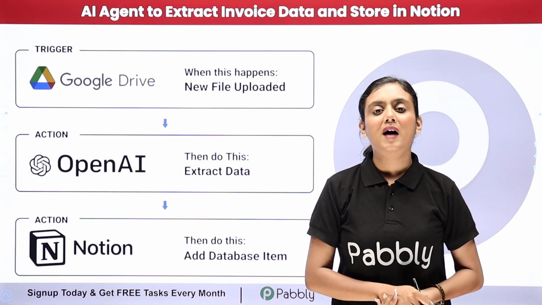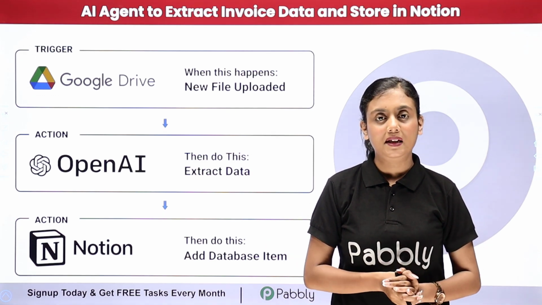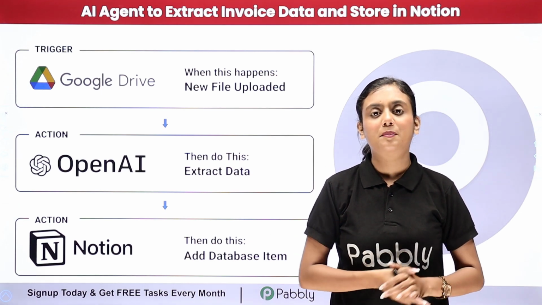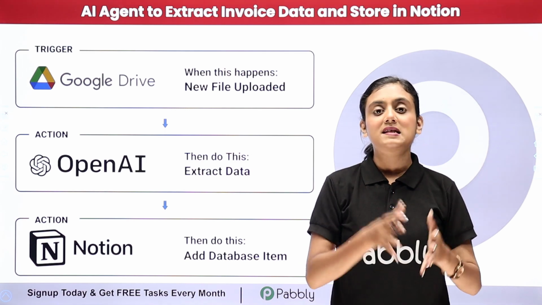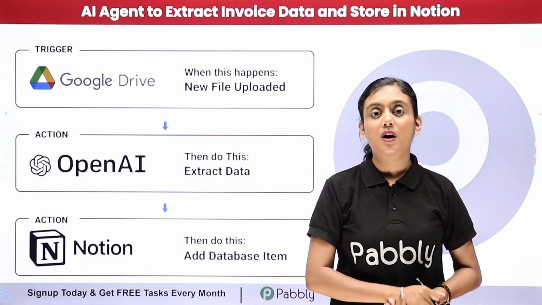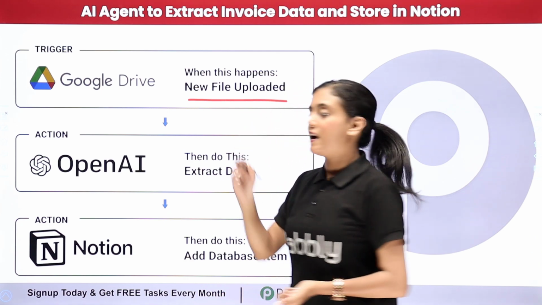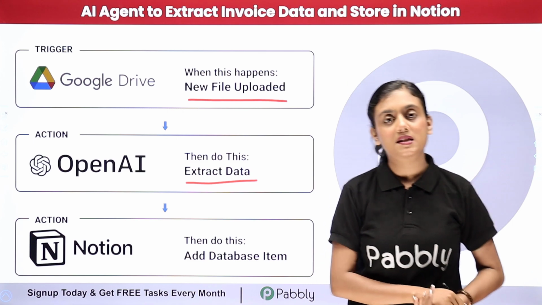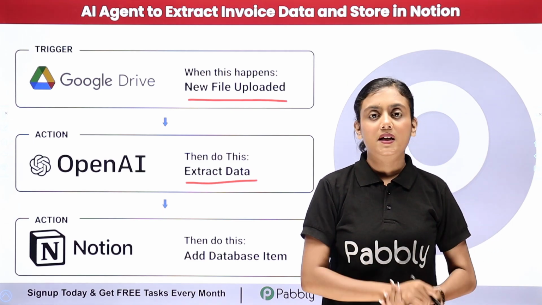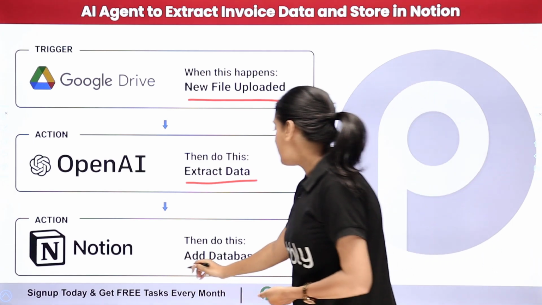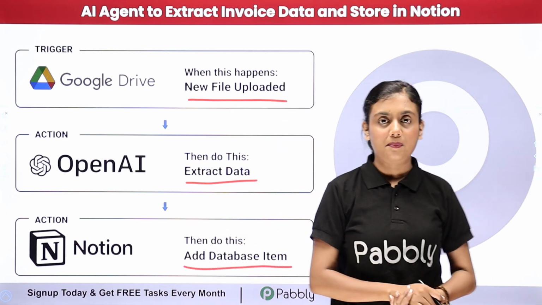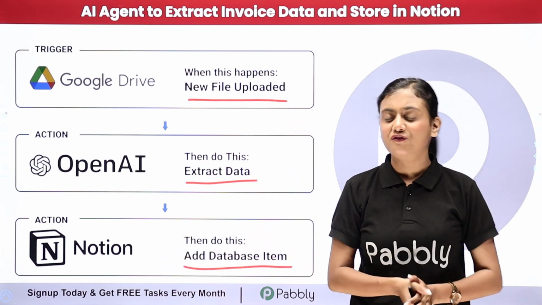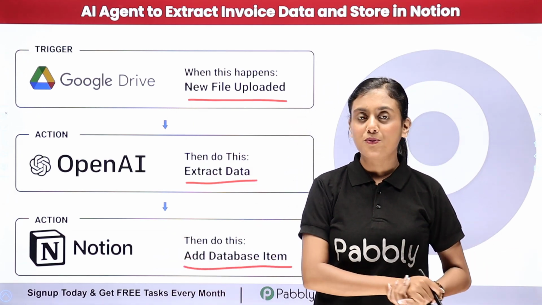To solve this problem, I have created an AI agent using Pabbly Connect that is going to automate this entire process without the need of any coding and programming skills. So how this AI agent works is that as soon as I upload a new invoice in my Google Drive folder, automatically an AI agent is going to extract the details out of the invoice that I've uploaded. As the data is extracted, automatically a database item is going to be created in my Notion database. So now if you want to learn how to create this amazing AI agent for yourself, for your business, then let me take you to my screen.